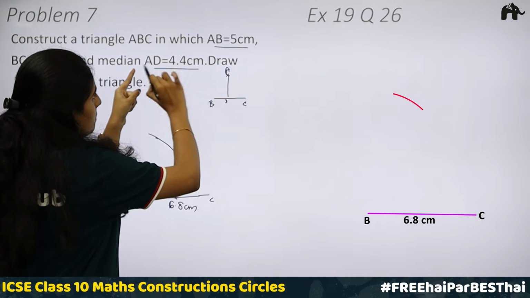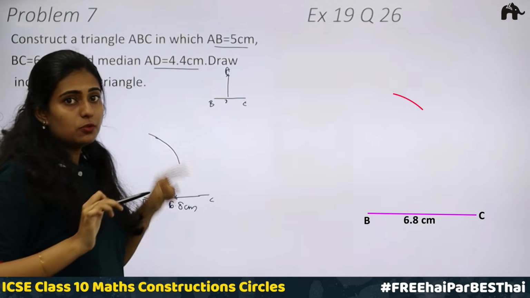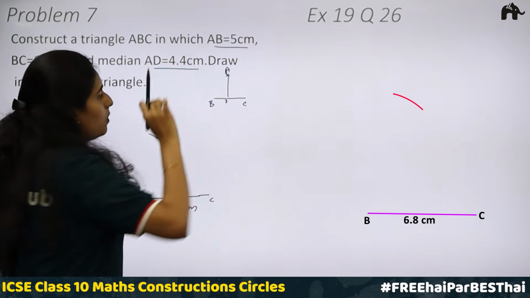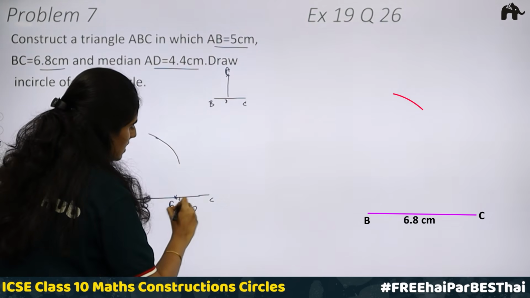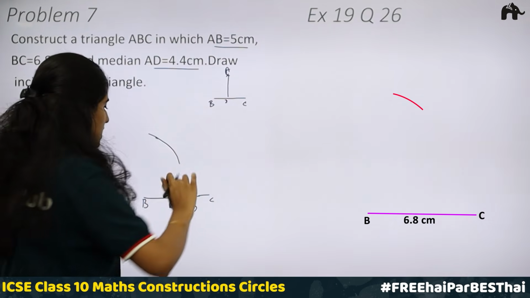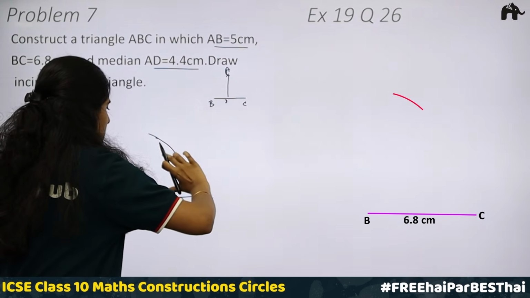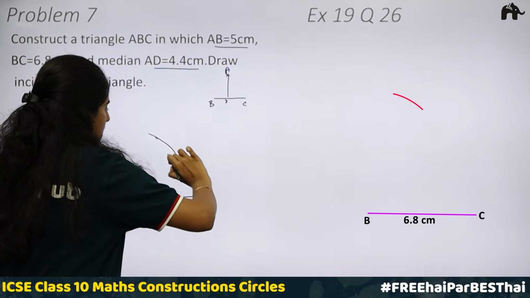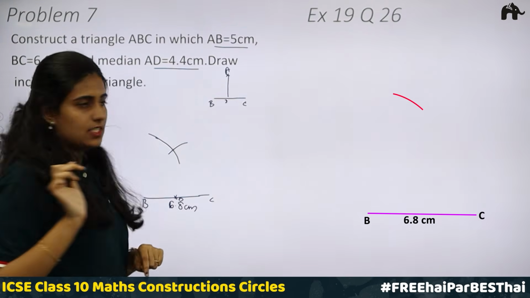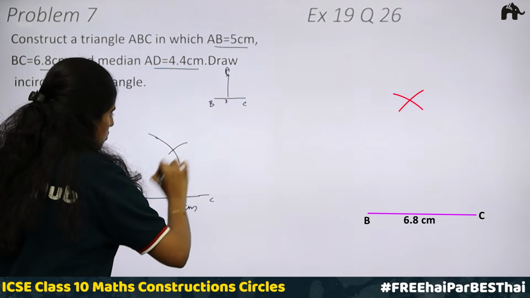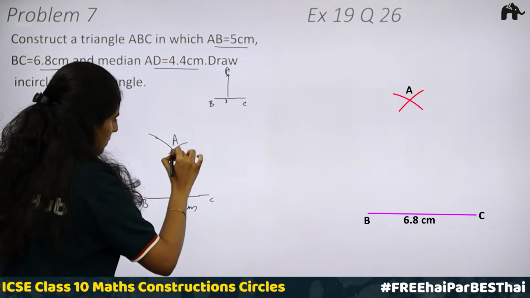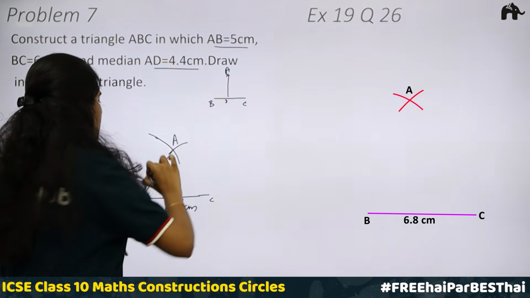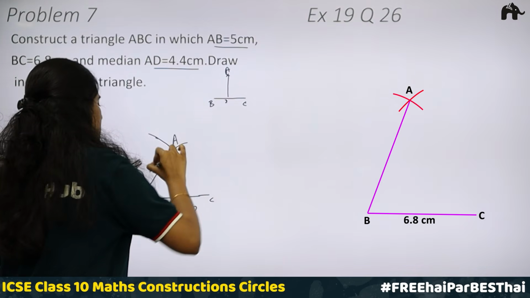They have a common point A, because A is common to both. So, taking 4.4 centimeter, keeping D as center, this is D. D is taken as center and radius 4.4 centimeter. We are going to cut another arc. So, this is the arc. When you join here, we will be getting point A, joining A and B. This measure is 5 centimeter.